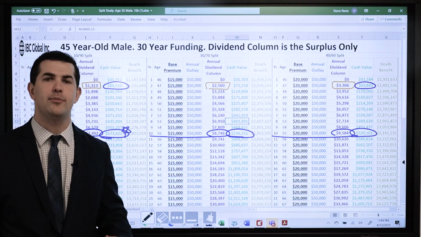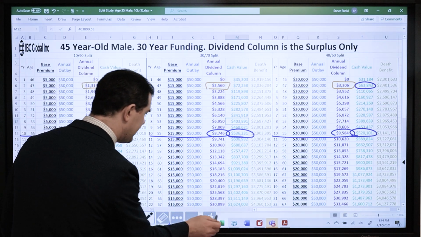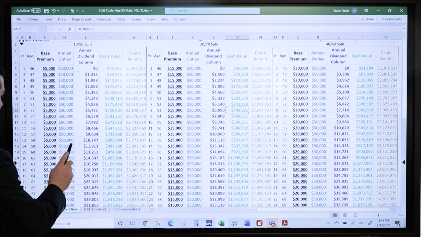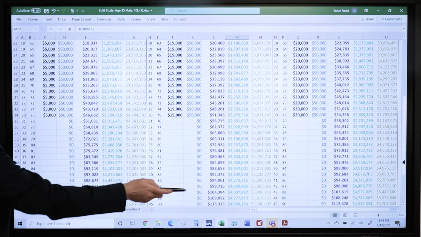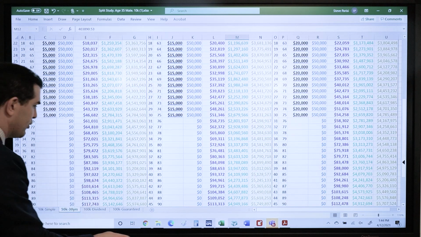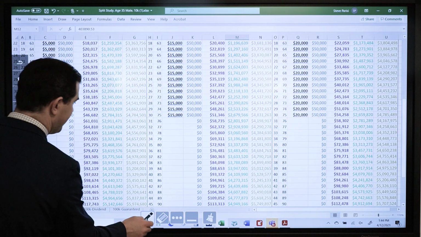1090 with that minimum premium looks stronger all the way through. We can go all the way down on this, and you will not see an impact. And by the way, the shorter the funding period, the greater the impact with a minimum premium policy. But here we funded up until age 75.